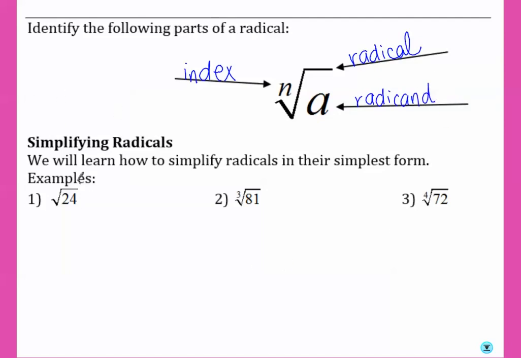So you should already know how to simplify square roots, but we're going to review it. When we're simplifying a square root, we're looking for the biggest perfect square that divides into the radicand. So in this case, that would be 4. And 24 is 4 times 6. Square root the 4, we get 2. Square root the 6, it's a decimal, so we're going to leave it as square root of 6.